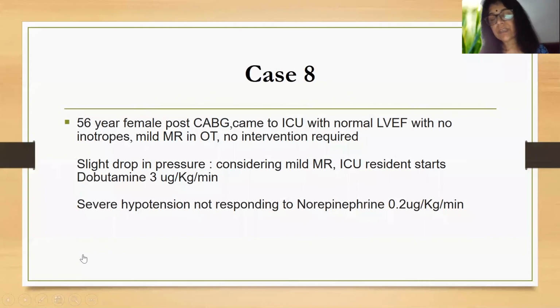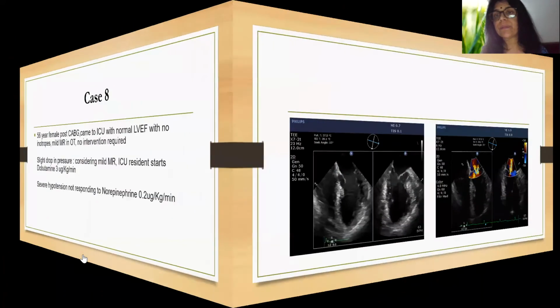This is a very interesting case. A 56-year-old female post-CABG. After surgery, she comes to the ICU with a very normal ejection fraction with no inotropes. Just a mild MR was seen in the OR, and the surgeon said no intervention required. She comes to the ICU, and there's a slight drop in pressure. Considering mild MR, the ICU resident starts dobutamine. The patient goes into severe hypotension, not responding even to high doses of norepinephrine.